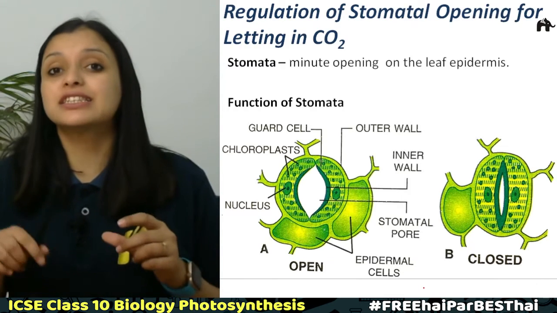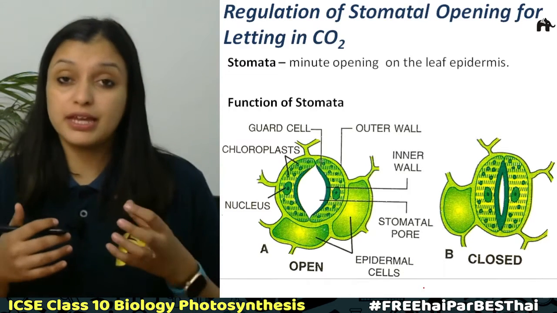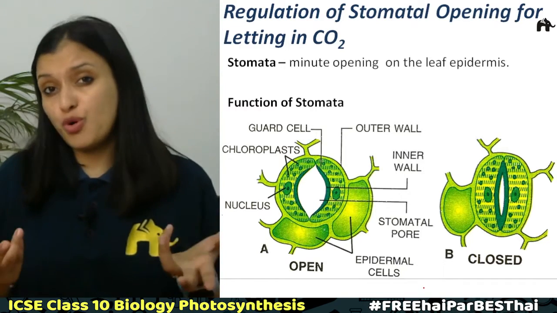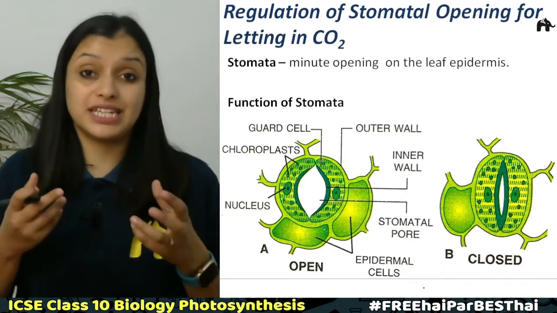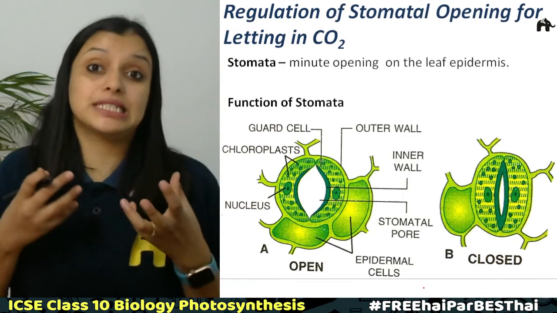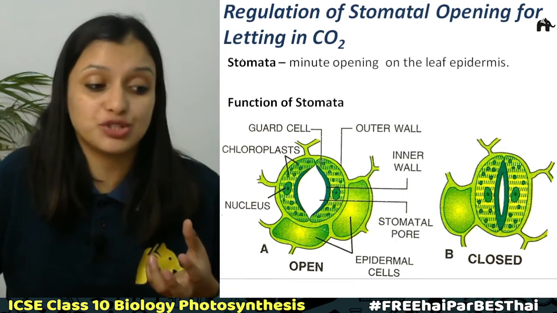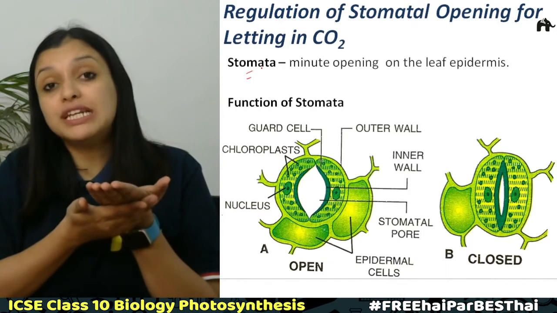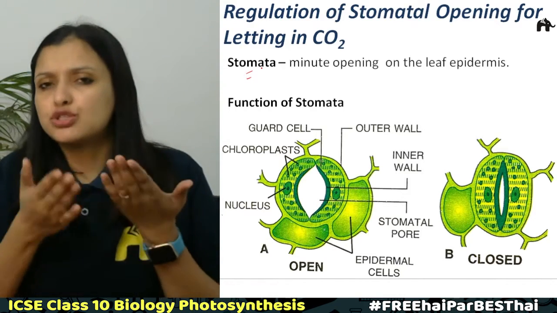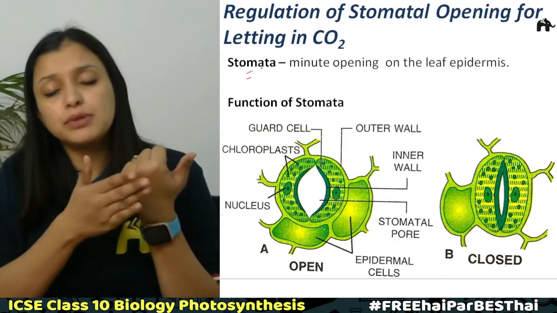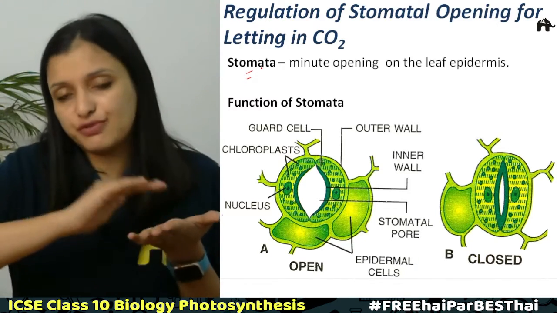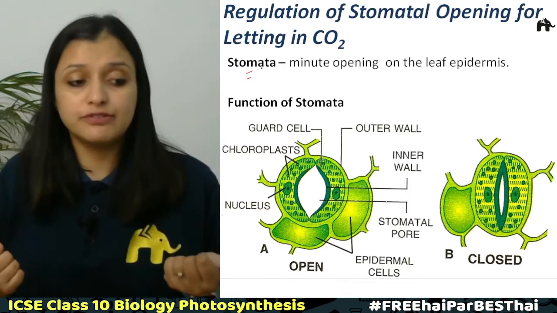They take in the carbon dioxide from air through the small, tiny, minute pores or openings present in the leaves, and these are called stomata. The upper and the lower epidermis of the leaf both contain stomata, and it is said that the lower surface of the leaves contains more stomata than the upper surface, right?